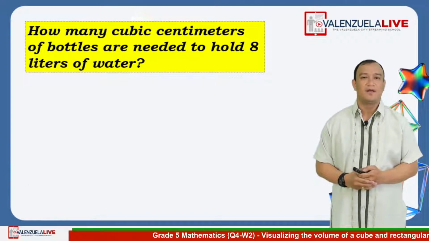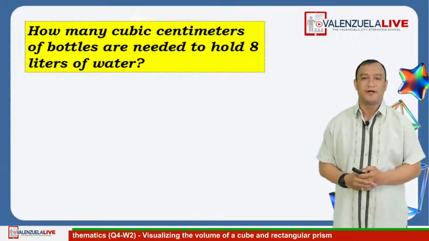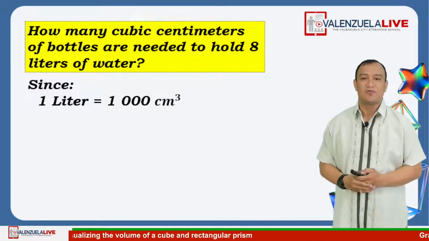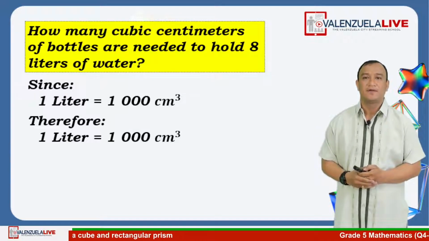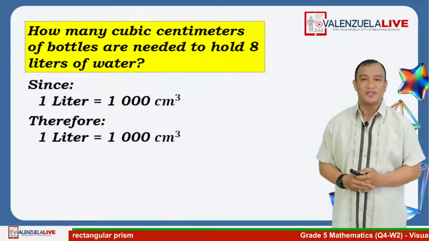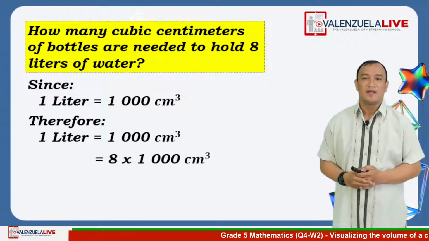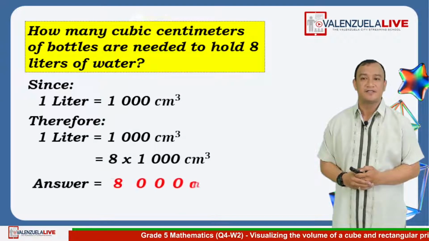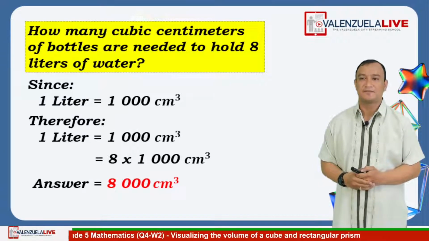Next example. How many cubic centimeters of bottles are needed to hold 8 liters of water? Take note that 1 liter is equivalent to 1,000 cubic centimeters. Therefore, 1 liter is equal to 1,000 cubic centimeters. Then, 8 multiplied by 1,000 cubic centimeters, the answer is 8,000 cubic centimeters.